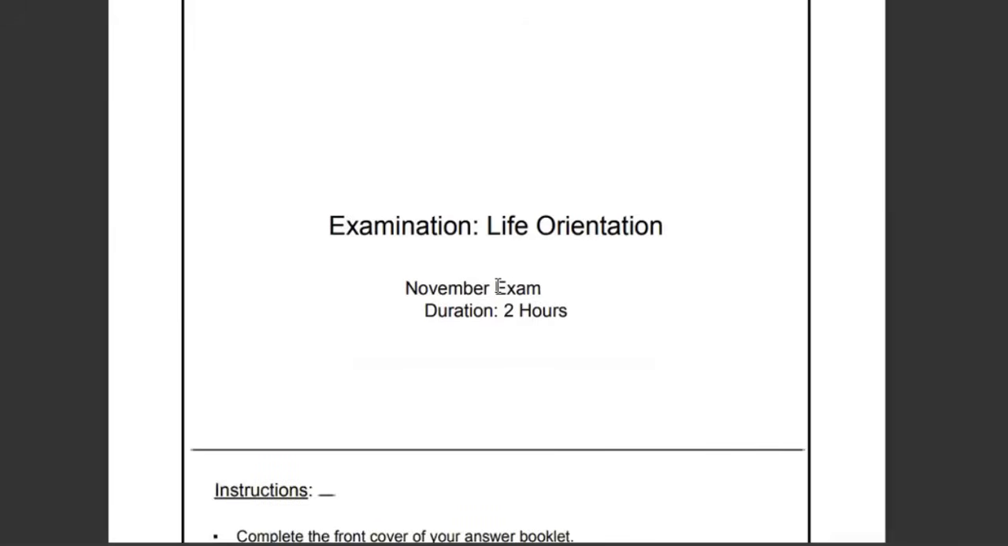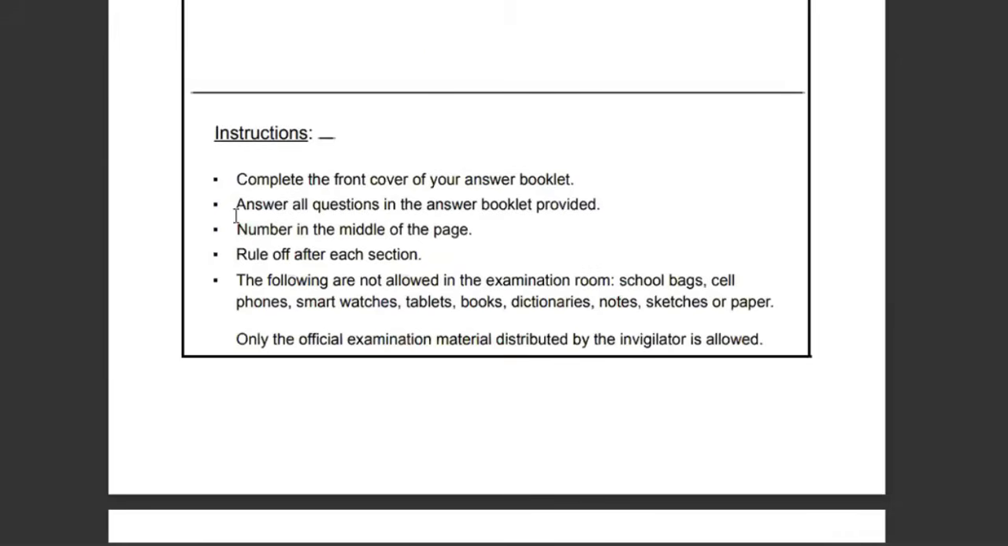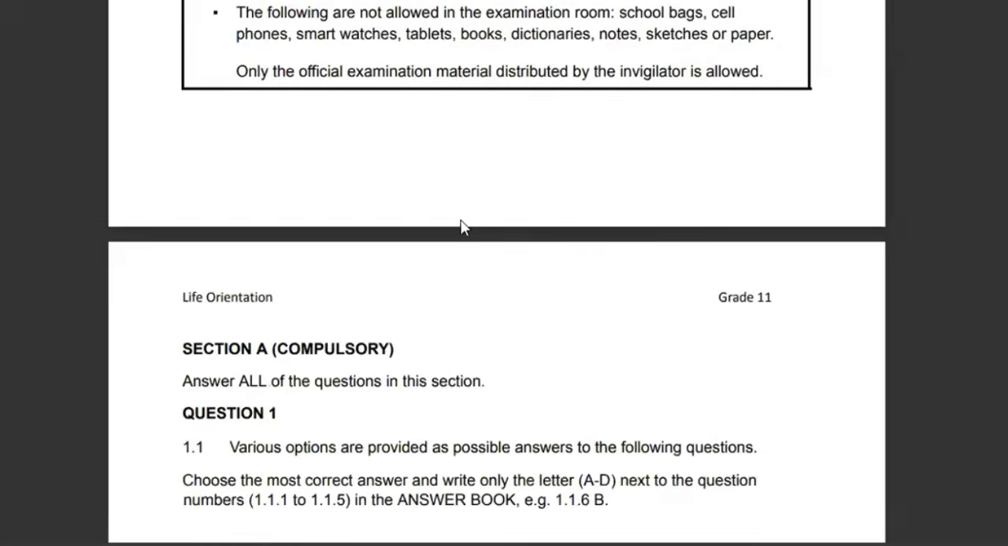So bear in mind that the duration of the Life Orientation end of year exam will be 2 hours. Then in terms of the instructions and information, you complete the front cover of your answer book. I think that is straightforward. Then you rule off after each section and answer all questions in the answer booklet provided. So that is the first thing.